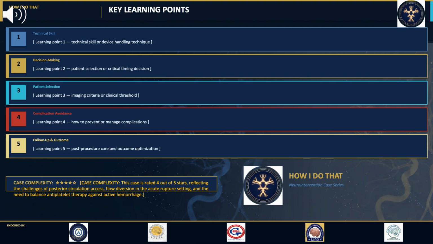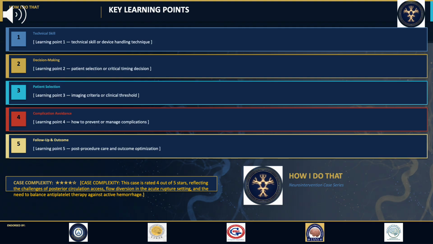5. Follow-up and outcome. Follow-up imaging was performed at 6 months. The goal of follow-up after flow diverter placement is to confirm progressive aneurysm thrombosis, patency of the parent vessel and PICA, and absence of in-stent stenosis.